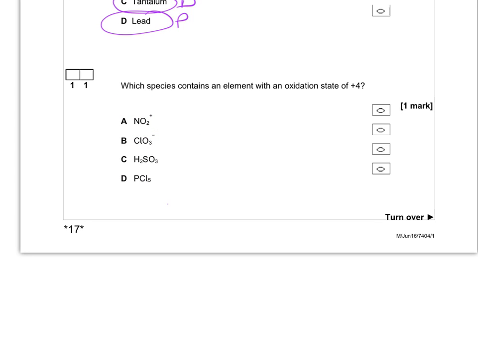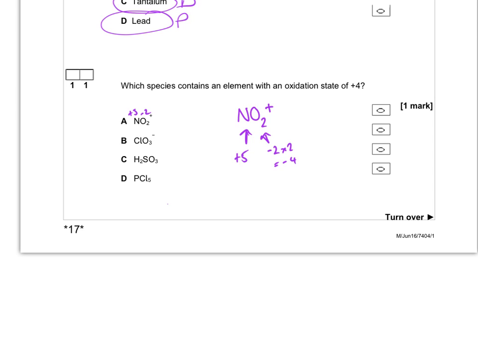So which species contains an element with an oxidation state of +4? The best way to approach this question is to work out the oxidation state of each of the different options. So if we have a look here, we've got oxygen, which is -2. We've got 2 of them, so that makes -4. We've got to go from -4 to +1, so we must be adding 5. So the oxidation state of nitrogen here is +5 and oxygen is -2. So that's not the correct answer.